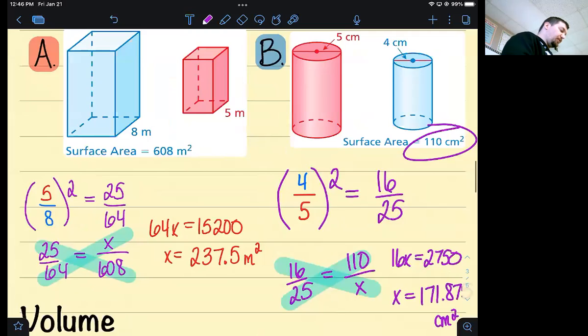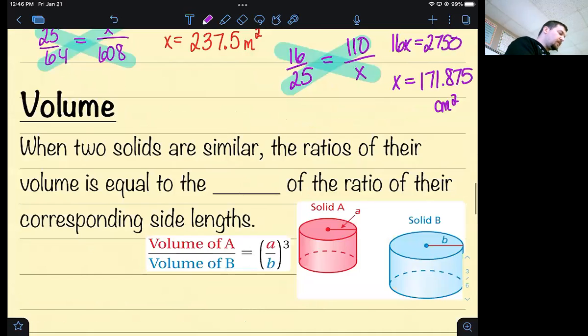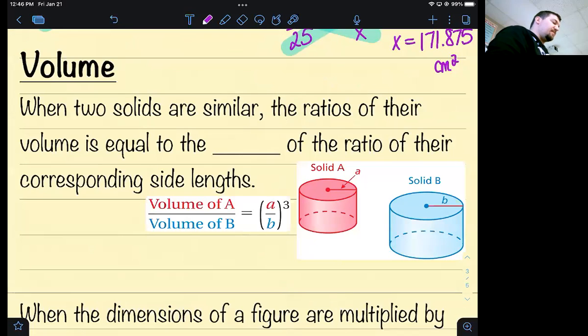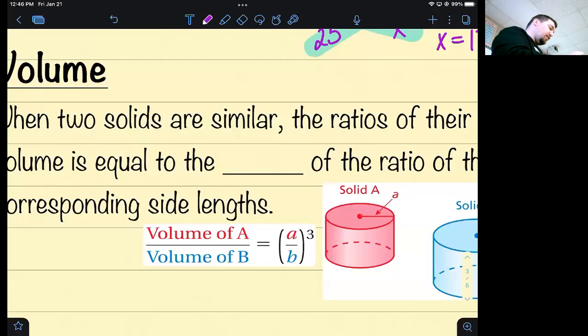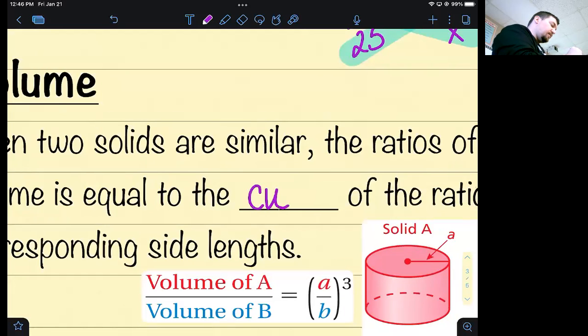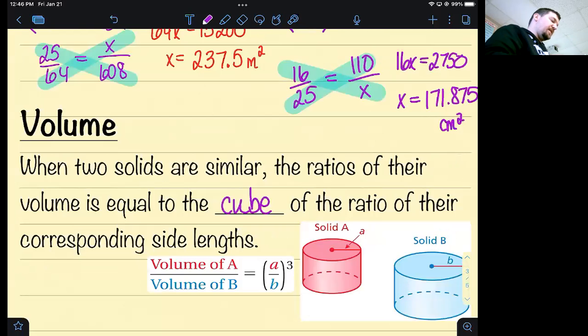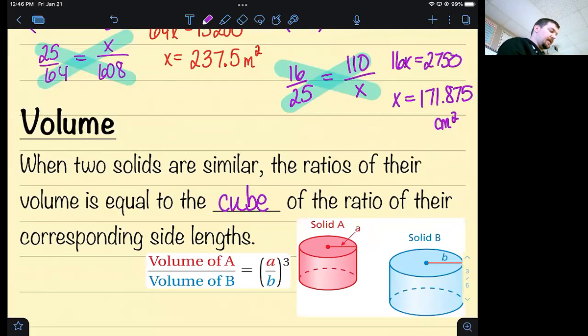All right, moving on to volume then. When two solids are similar, the ratio of their volumes is equal to the cube of the ratio of their corresponding side lengths. Or basically saying, when you find the side length ratio, raise it to the third power instead of the second power, because now we're in cubic units and not square units.